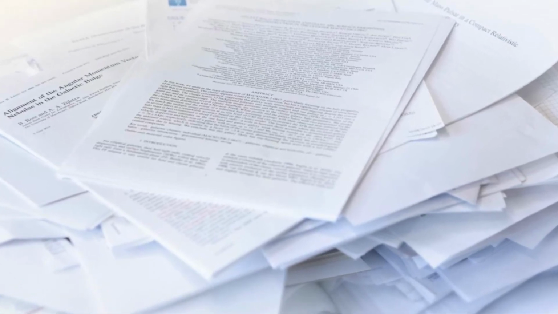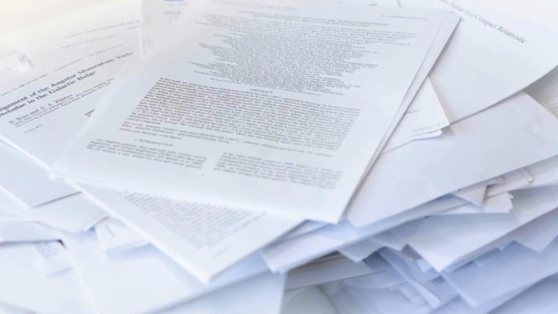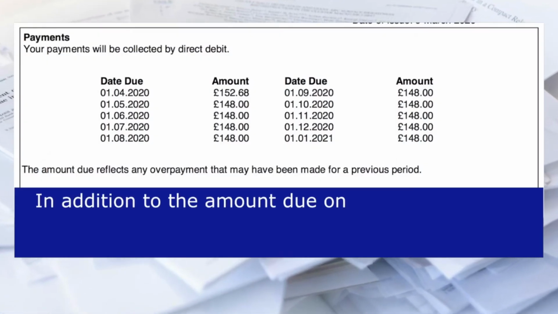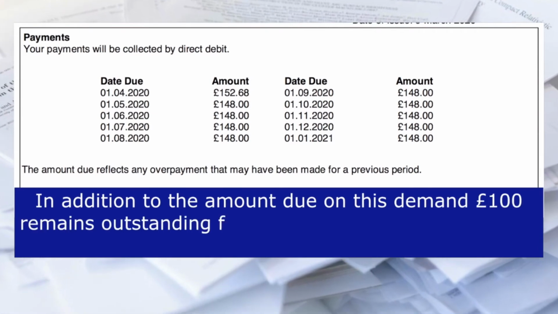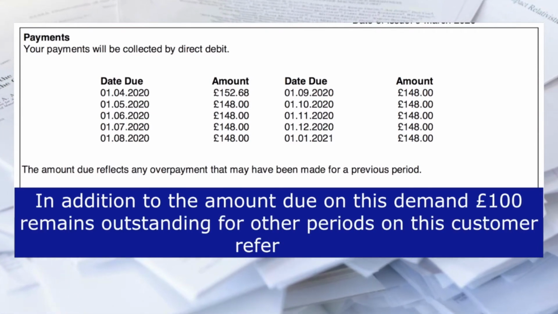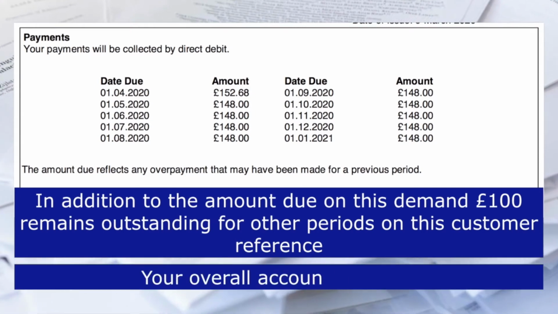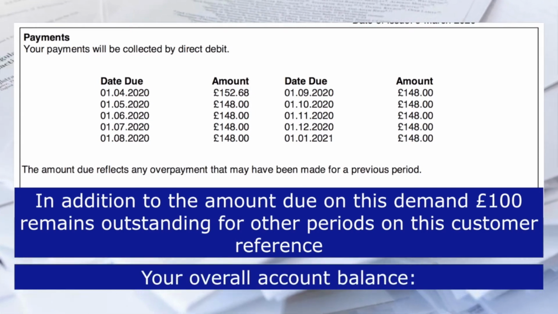However, a bill that includes previous council tax debt would contain a line such as: In addition to the amount due on this demand, £100 remains outstanding for other periods on this customer reference. This would be followed by a line with the overall account balance, including any sums left to pay from previous years. A common issue is that changes to the council tax account may not show up on the bill which has been sent to you.